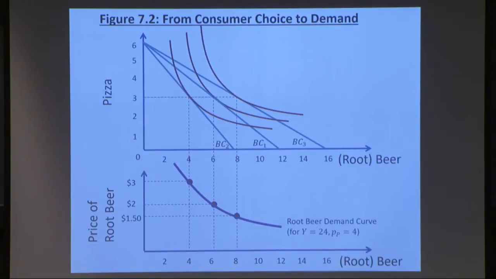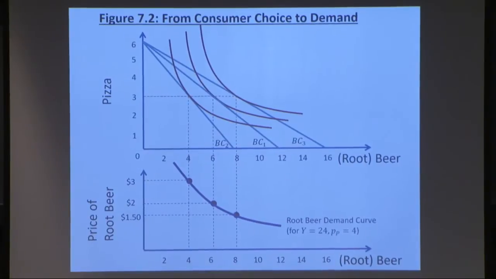Okay? Notice in this case, it's not linear. Right? In this particular case, the root beer demand curve is 24 over 2 PB, so it's 12 over PB, so it's actually a rectangular hyperbola rather than a line, right? But it's a downward sloping demand curve that we've fully derived. Sound good? In other words, consumer choice is how we derive a consumer's demand curve.